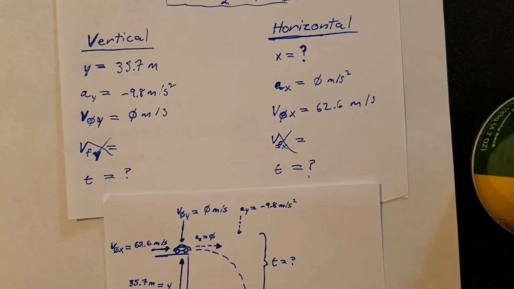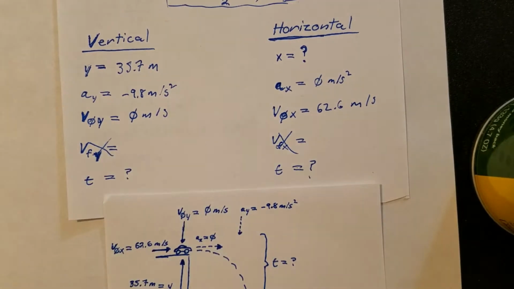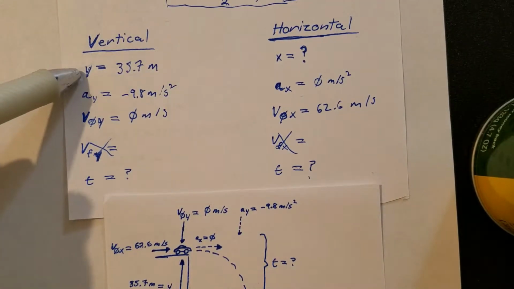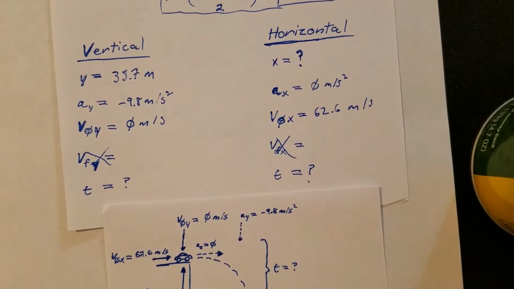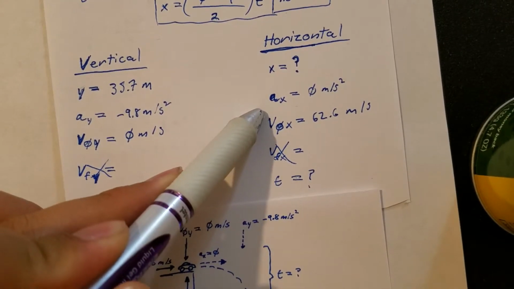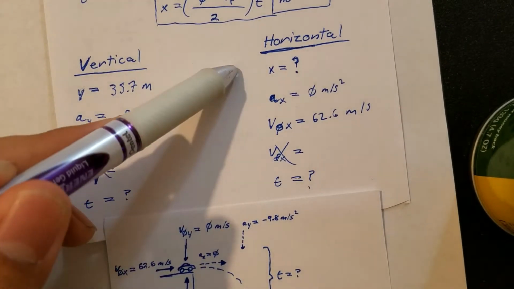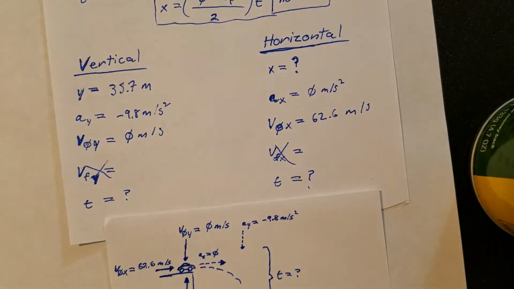To solve the problem, list the knowns and divide it into vertical and horizontal directions. The car has an initial x velocity of 62.6 meters per second and is jumping off a cliff that is a height of 35.7 meters. The acceleration in the x direction is 0 meters per second squared, meaning the car has a constant x velocity throughout the jump. The goal is to solve for the x value, or the distance the car will travel before the car's wheels touch the ground.